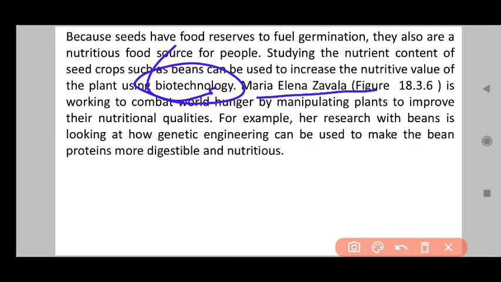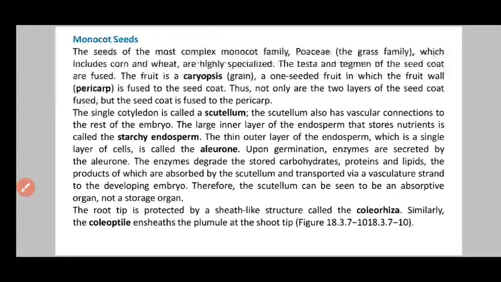so the following scientist is working on combating world hunger by manipulating the plant and improving its nutritional quality. For example, her researcher in the bean is looking. So this scientist is also doing research on the following discovery. Okay, in case of your monocot seed, the seeds are most complex, and in the monocot family, seeds of monocot are complex, because of the presence of your single cotyledon that is your scutellum. Okay, monocots are basically like Poaceae family species.